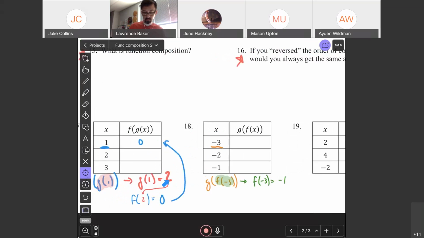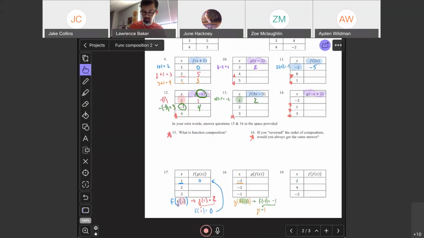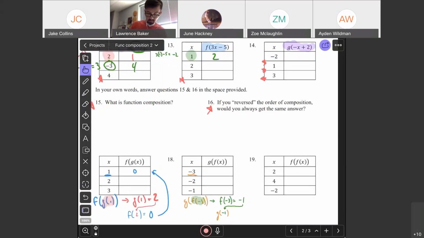So June, what did I do with my 2? Once I found that g of 1 was 2, what did I do with it? Oh, you inserted it into. Okay, so what are you going to do with your -1? Insert it into g. Okay, so plug into g. So what's g of -1? g of -1 is -4. All right, so g of -1 is -4. So that means our answer is -4.